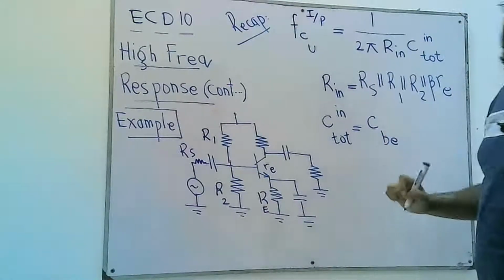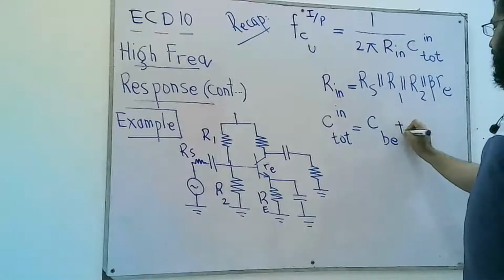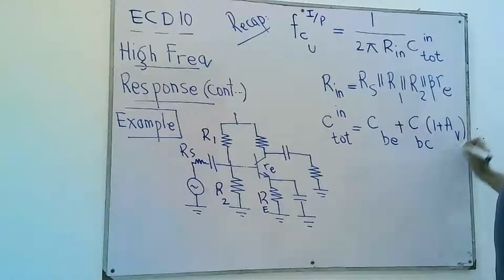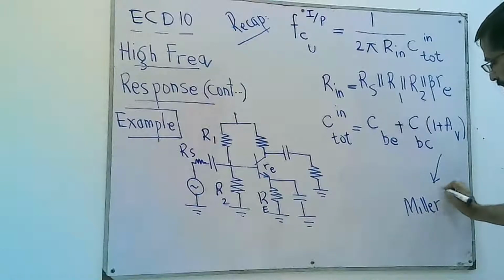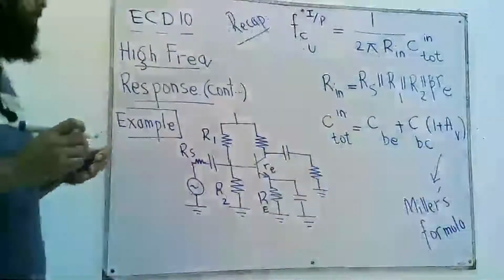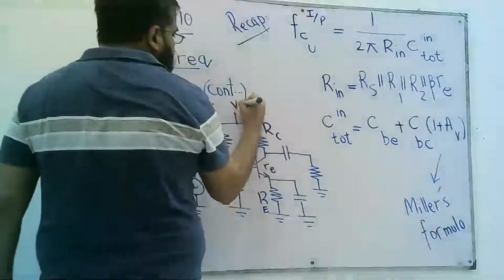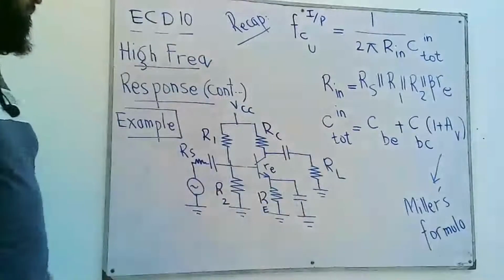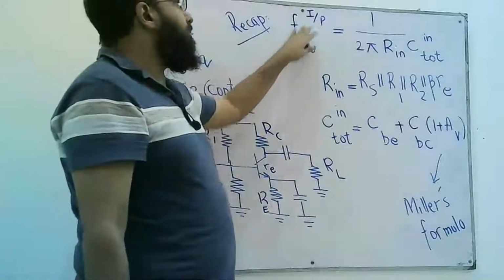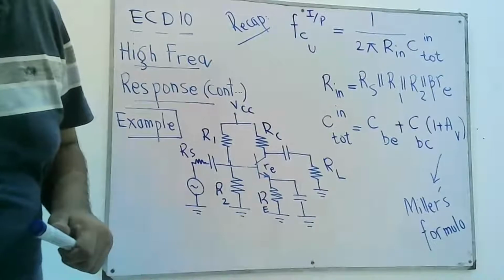is the junction capacitance on the input side, between the base and emitter terminals, plus the junction capacitance between the base and collector terminals times 1 plus AV, which was computed using Miller's formula. So given this circuit, we are going to solve an example where we are given numerical values of all these resistors and capacitors, and we are given CBE, CBC and beta, and we have to compute this upper cutoff frequency due to the input RC network. So this is today's task.